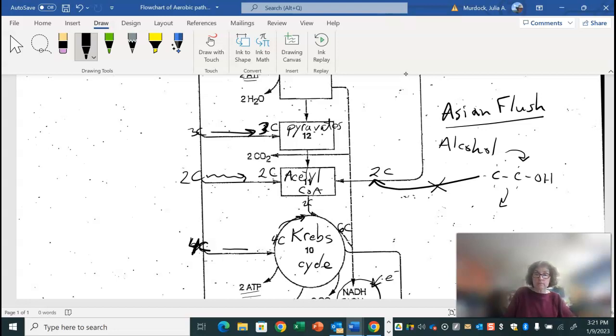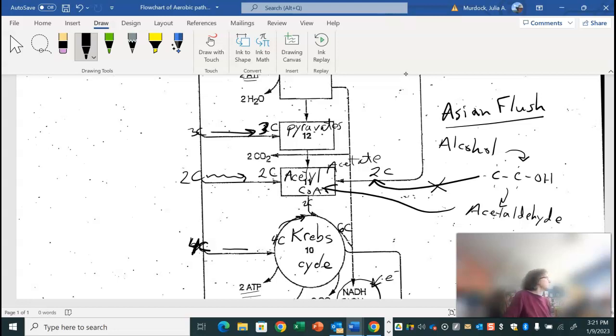acetaldehyde. Acetaldehyde is what it is supposed to become. And then it can be converted to acetate. Acetate, which then can enter and be correctly broken down by the Krebs cycle enzymes. The problem is that the enzyme that converts acetaldehyde to acetate doesn't function or is in the wrong shape in a person who has Asian flush.